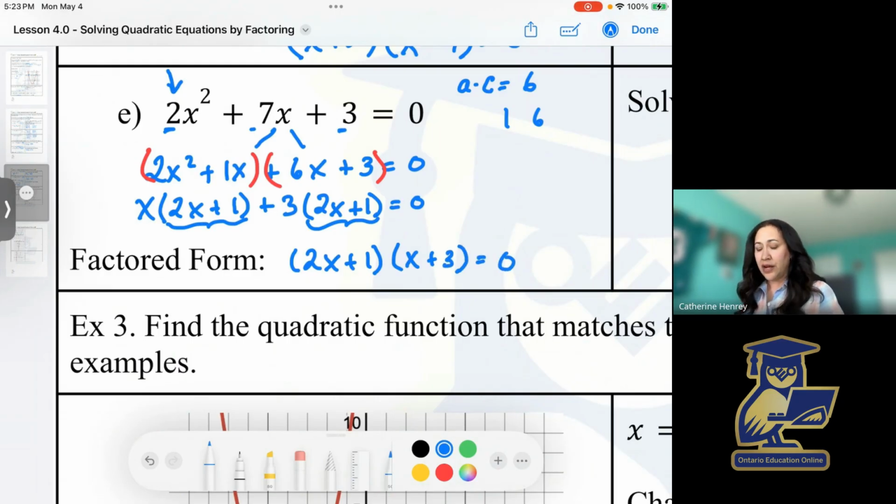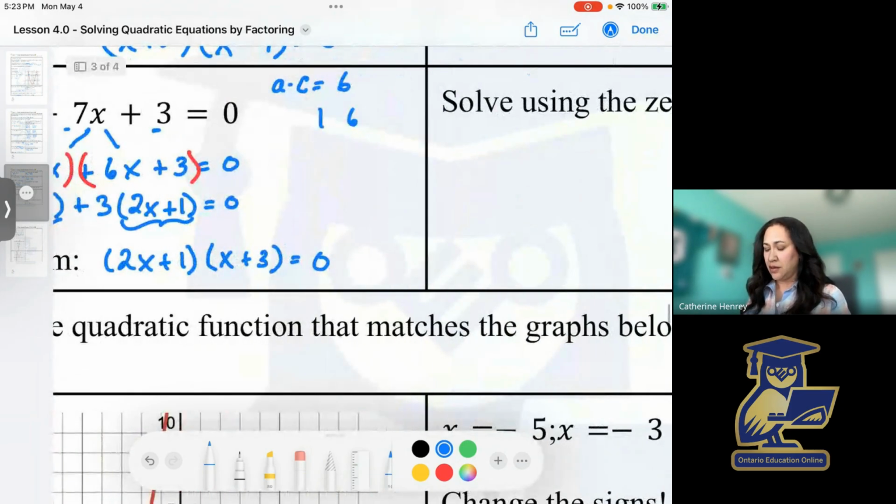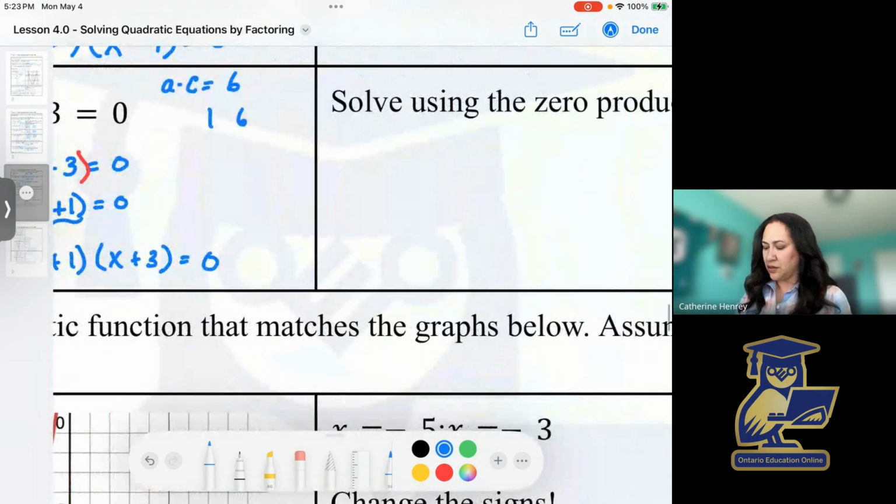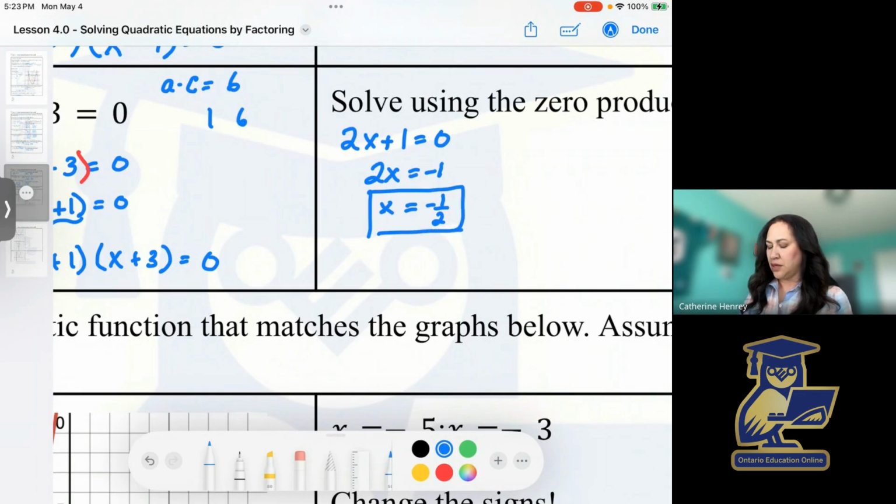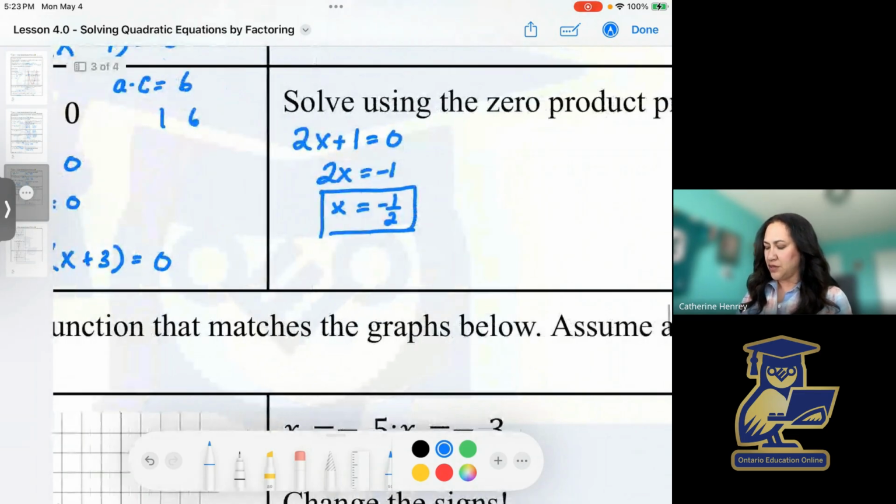So we have our two factors, and now we're going to use our zero product property, and we'll set each of those factors equal to 0. So 2x plus 1 equals 0. 2x equals -1, and x equals -1 over 2. So that's one solution. And then we have x plus 3 as our second factor. Set that equal to 0. Simplifying here, x equals -3.